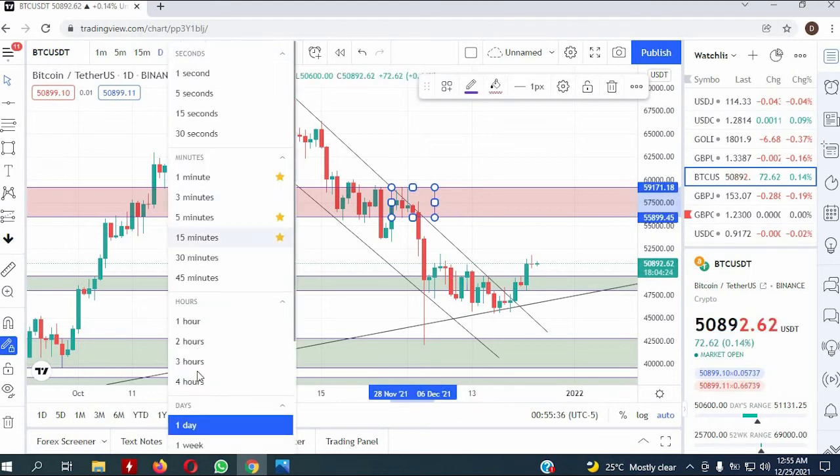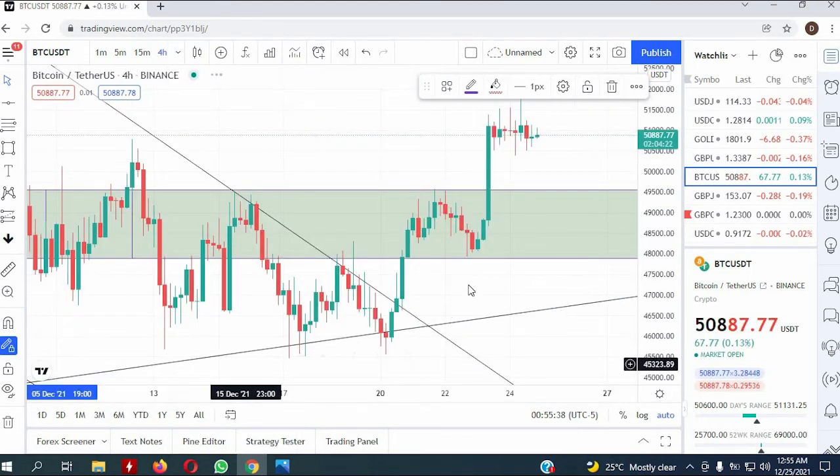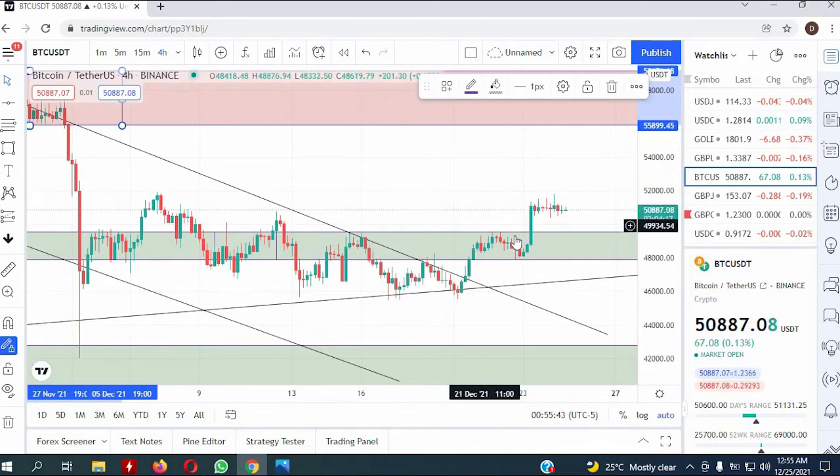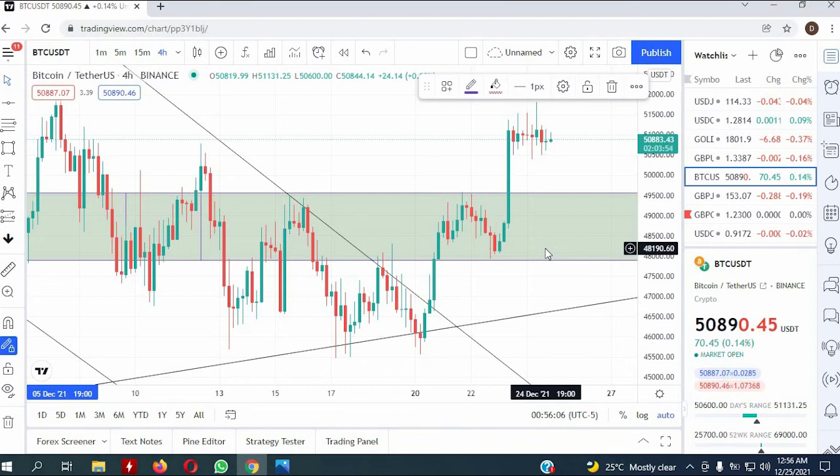Now let's move over to our 4-hour time frame. If you're a day trader, the Bitcoin should pull back into this area if it fails to break through this resistance. So if the Bitcoin pulls back into this area for a retest, you could look for a buying opportunity if you get confirmation. So that's it for the Bitcoin.